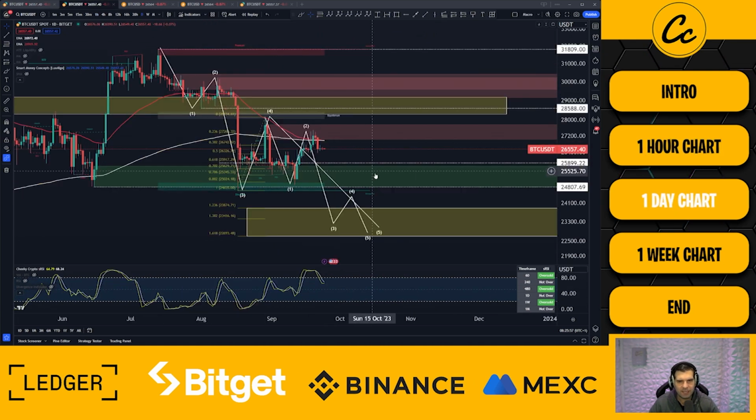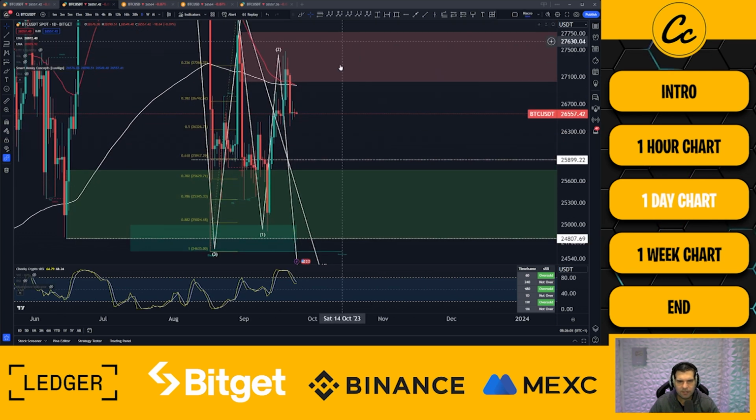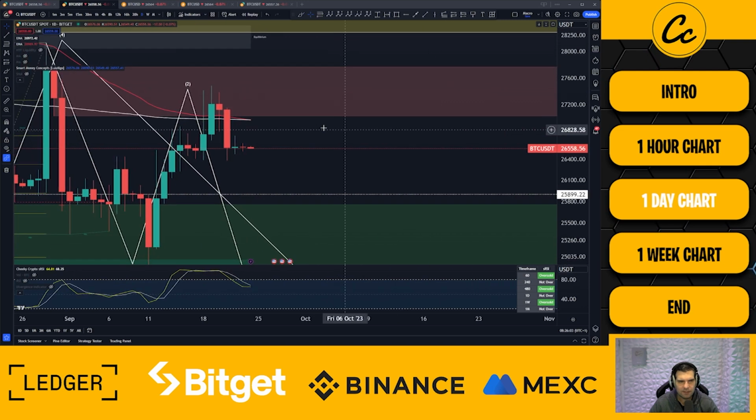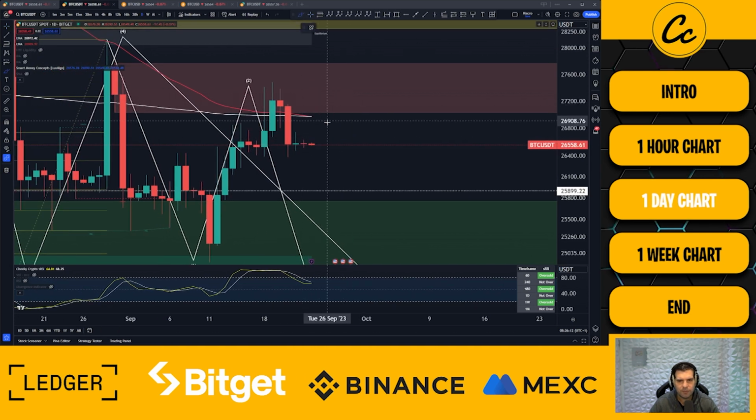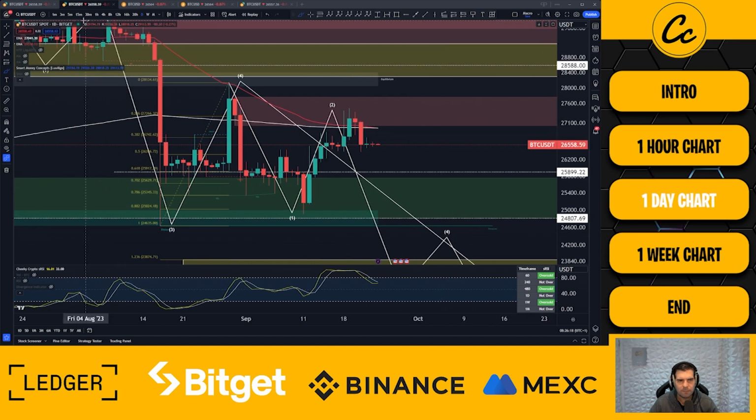Take this up into the daily and we have some more interesting things occurring. We have that death cross. It's about to happen today. You can see that right here. We have the 50 exponential moving average crossing down lower than the 200 exponential moving average. So a death cross on the daily time frame. Again, this is only showing you what's already happened, not what is about to happen.